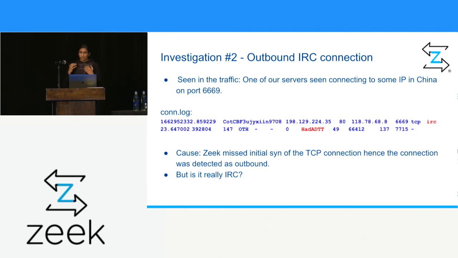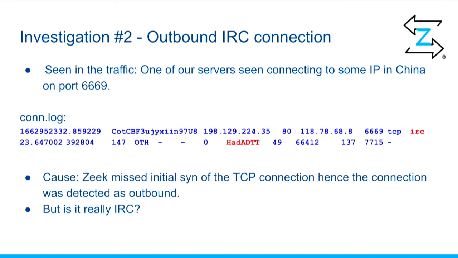I was looking at the traffic, and it looked like one of our server IPs was trying to connect outbound to an IP in Beijing on port 6669, which is the standard default port for IRC. That is the production log I am showing on the screen, which is conn.log. You can see that the source IP is our IP, the destination IP is the outbound internet IP, and the protocol or service recorded was IRC. So the cause was pretty standard.